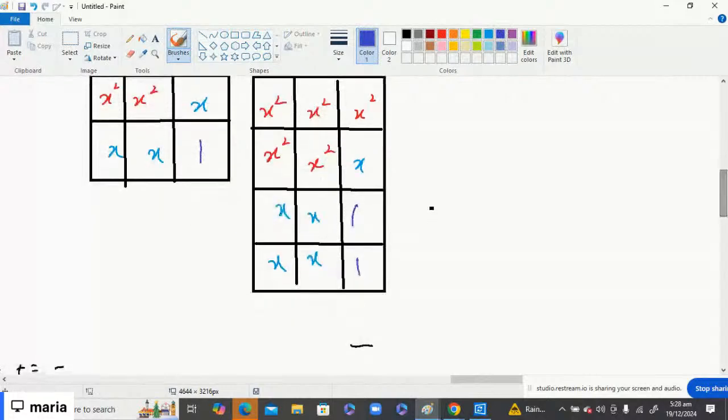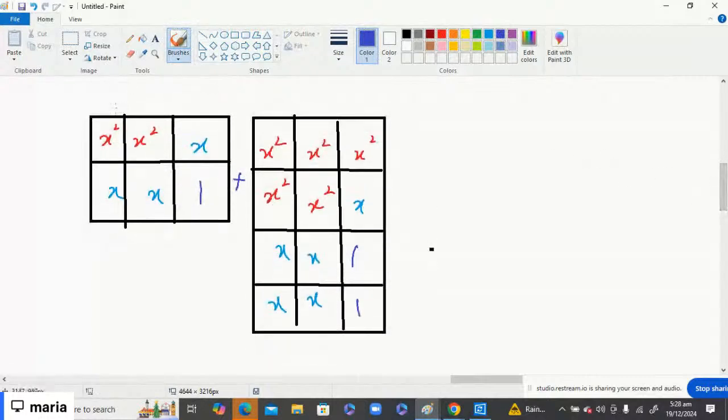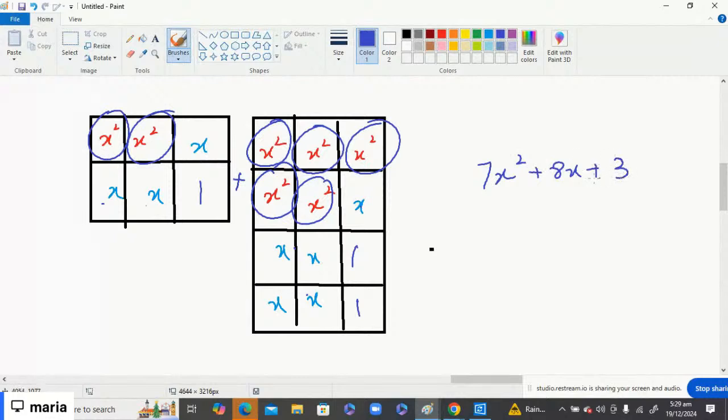Check it out how many, and they are saying that just adding up. How many x square in both of it? First we're gonna see 1, 2, 3, 4, 5, 6, and 7. Putting here 7x square. How many x are there? It's 1, 2, and 3, 4, 5, 6, 7, 8, plus 8x. How many 1s are there? It's 1, 2, and 3, plus 3. This is the answer of these. By using the algebra tiles, we are going to write the answer by using this way.